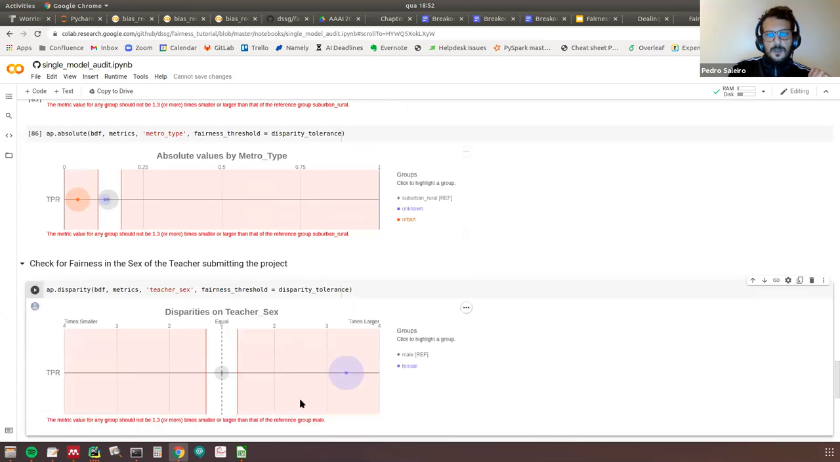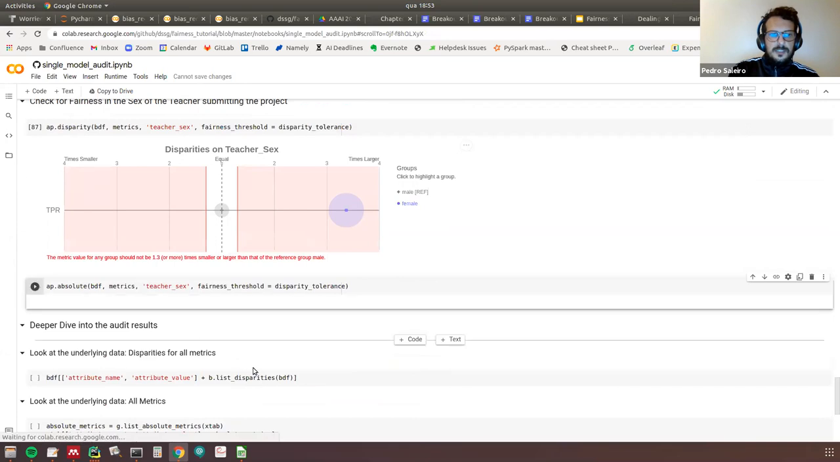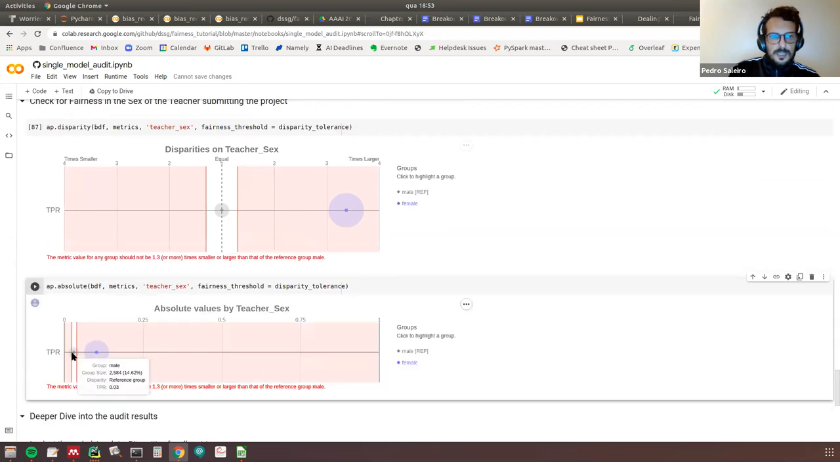And in this case, we can see also that there are different disparities here. So actually the female group is the largest group on the test set, and the model is doing fairly well on applications that are submitted by female teachers. And on male teachers, which we use as reference group, it has a lower TPR, three point something times lower. And actually, let's look at the numbers. So the reference group has 0.03 TPR for male, and for female, we have 0.10 TPR.